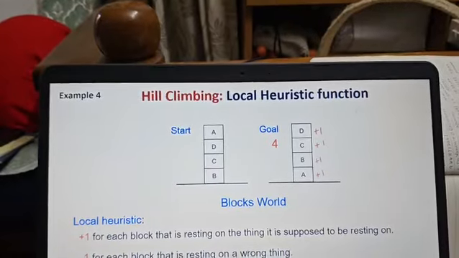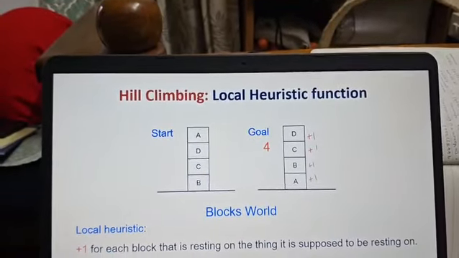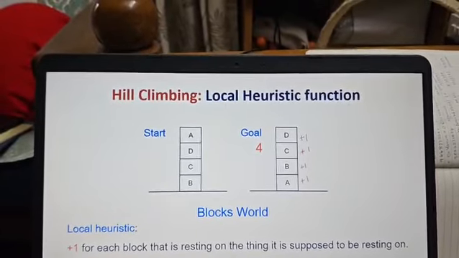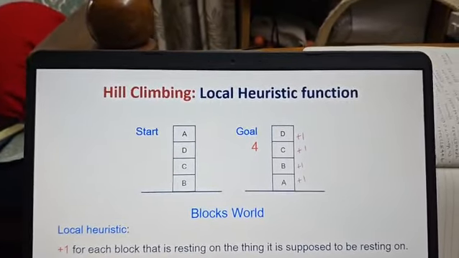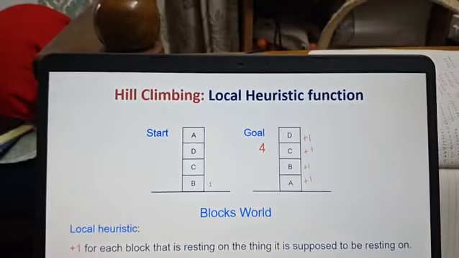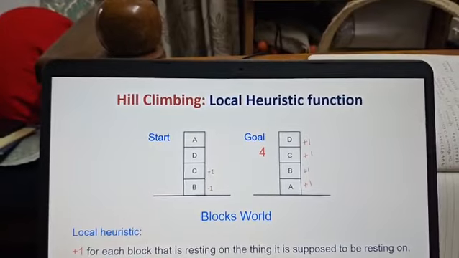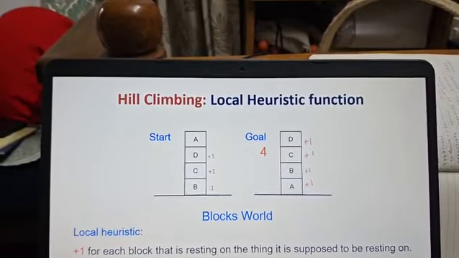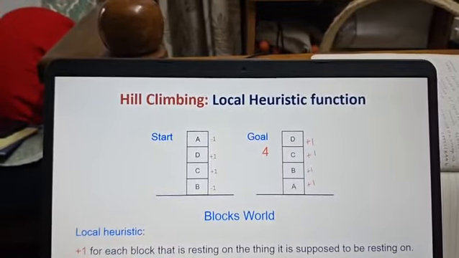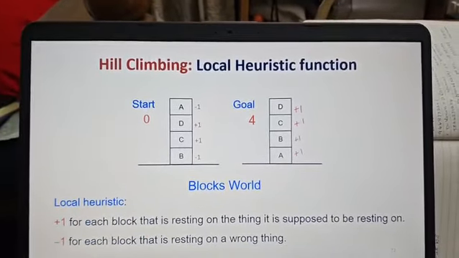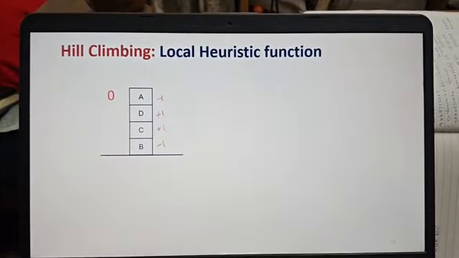You take the start state, from where we are taking the initial state. So if we take that, is B in its right position? No, it is in the wrong position. So -1. C on B, it is the right position, +1. D on C, it is in the right position compared to the goal state. So it is +1. And A is in the wrong position, so -1. The total value will be 0. Now, how do you make it correct? How to reach the goal state from this state?